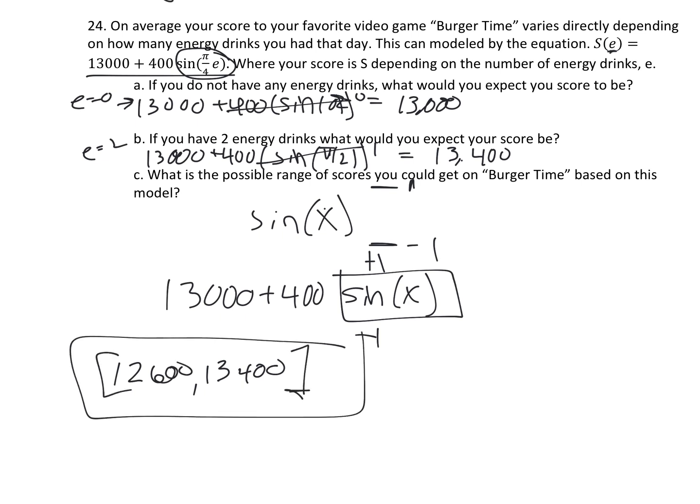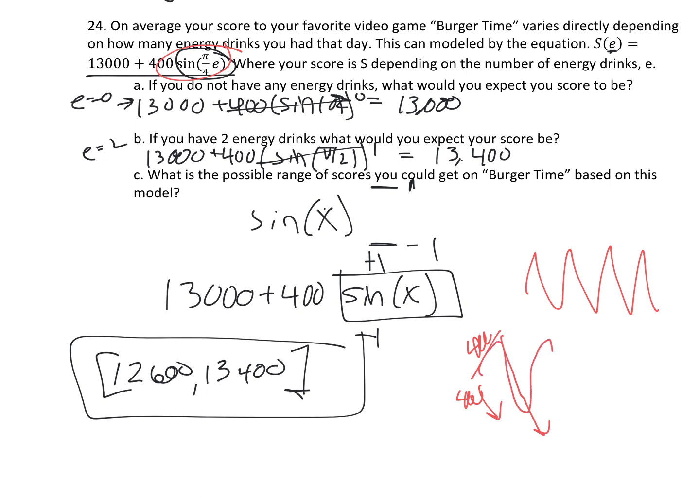I don't actually need to find when they are. That's not what the question's asking. It's just saying, what are the possibilities? And since sine oscillates, that's that word I was saying to go back and forth, back and forth, I basically can go up by 400 or from the beginning down by 400. And so these are my possible ranges depending on the number of energy drinks I have.